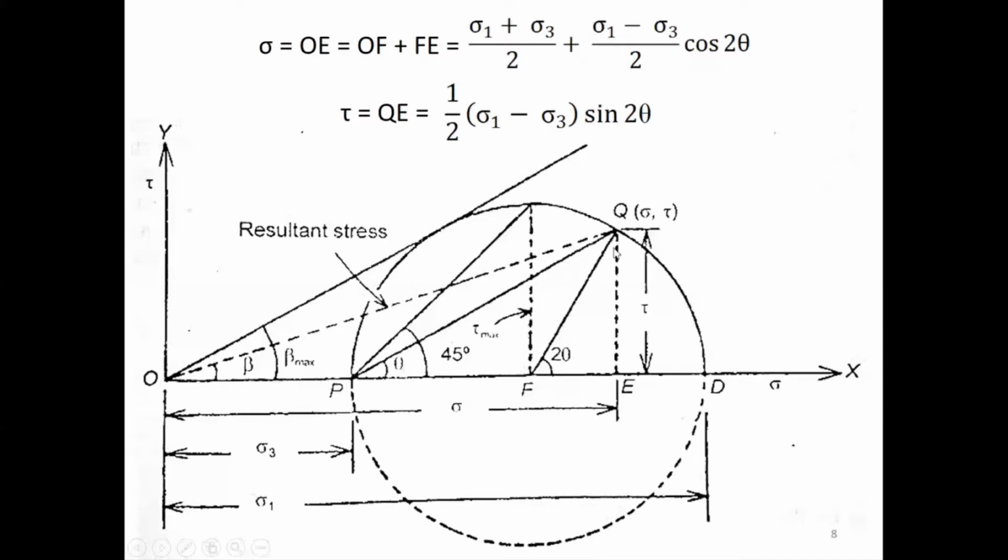FE, consider this theta. Consider this 2 theta. As you can see here, consider this triangle QFE. Now consider this 2 theta. So now I have FE equal to (sigma 1 minus sigma 3) by 2, which is the radius of the circle, FQ, times sine 2 theta, and I will get this distance FE. So OF plus FE will give you this distance OE, sigma.